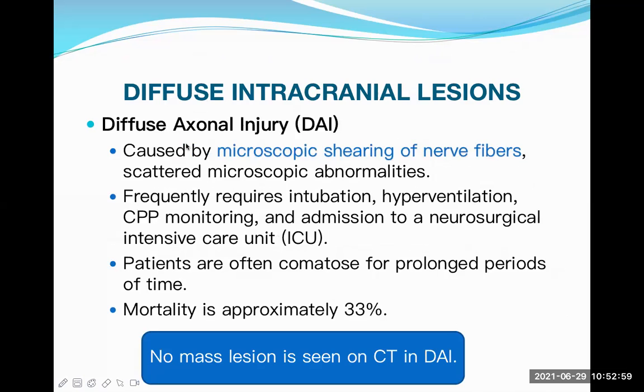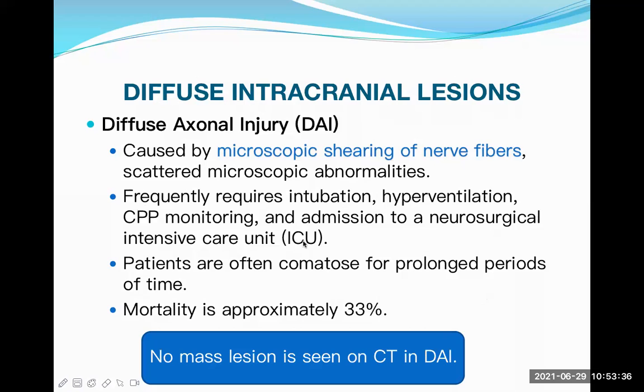Another is a bit severe type of injury, that is known as diffuse axonal injury. So this is caused by microscopic shearing of the nerve fiber. By gross observation, nothing can be seen, but something is happening inside the nerve fiber. And one of the very important points is, if we do the CT scan, no mass lesion or no important abnormality is seen there, but still a patient may be in coma. So this is known as diffuse axonal injury inside the brain.